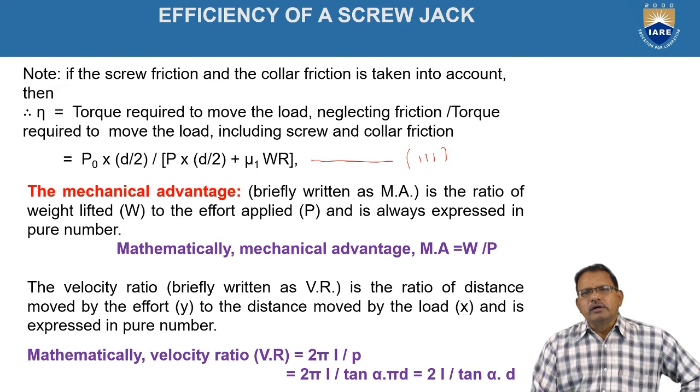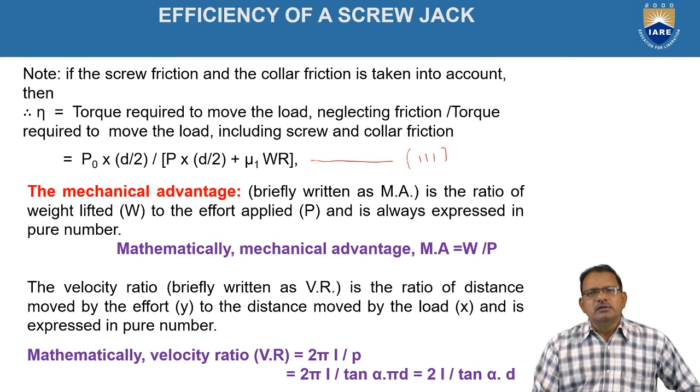One is the mechanical advantage. It is generally represented as MA. It is the ratio of weight lifted to the effort applied. Here W is the load that is lifted by using the screw jack by applying an effort P at the circumference of the screw, and so the ratio of W by P is treated as mechanical advantage mathematically.